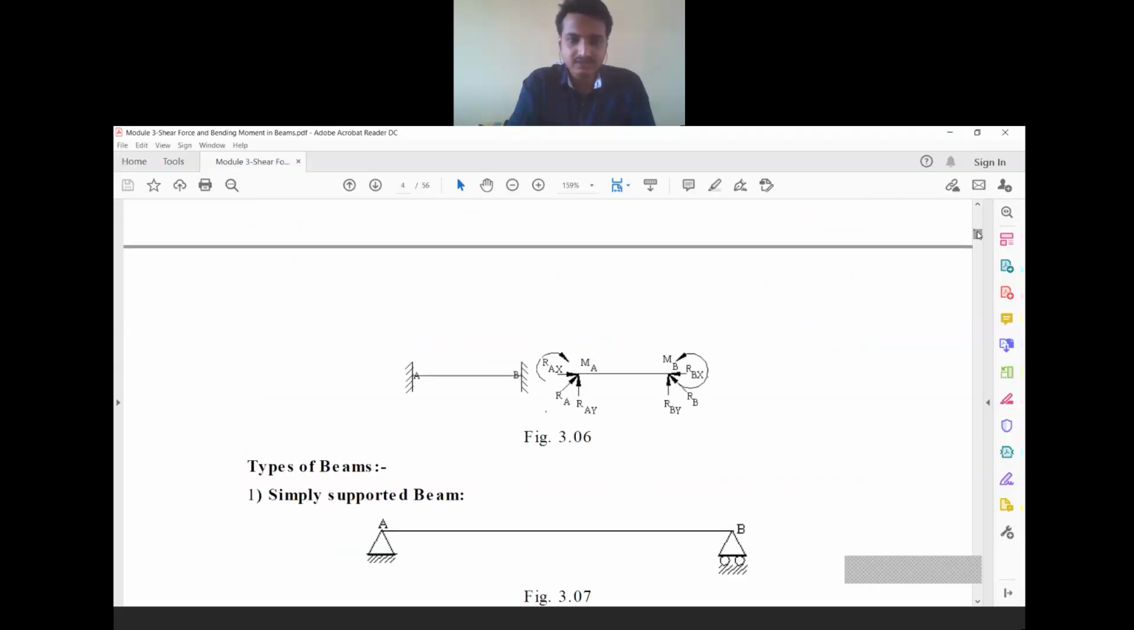Next we have fixed support. Here you can observe whenever some material is fixed like this, when I try to rotate it, it is not rotating. When I try to move horizontally, it is not moving. When I try to move vertically, it is not moving. That means at the support it is just fixed. So there is no free movement in any direction. There is a restriction for horizontal movement, so you will experience horizontal reaction. There is a restriction for vertical movement, so there is vertical reaction. And there is a restriction for rotation as well. Then you will experience what?